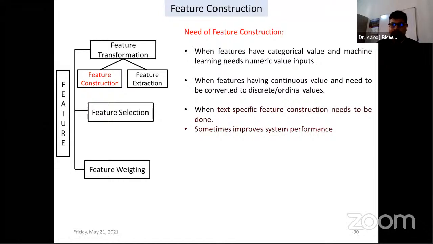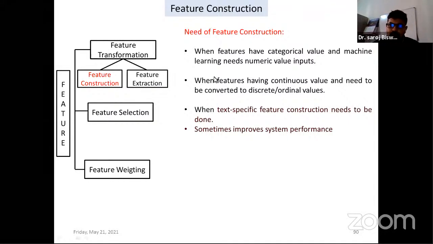For example, neural networks especially take numerical values. So if we have a problem with, say, categorical values, and we want to train, then those categorical values have to be converted into numerical values. Whenever this kind of conversion is done, that is called feature construction.